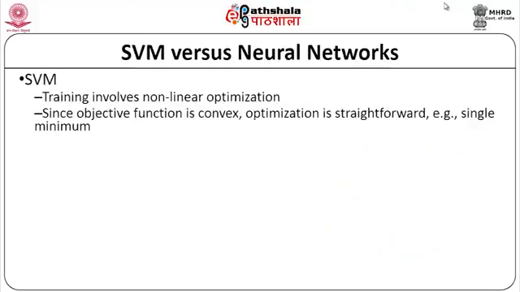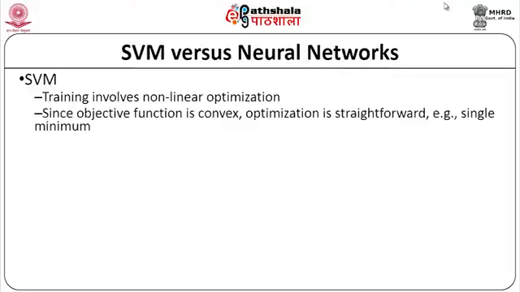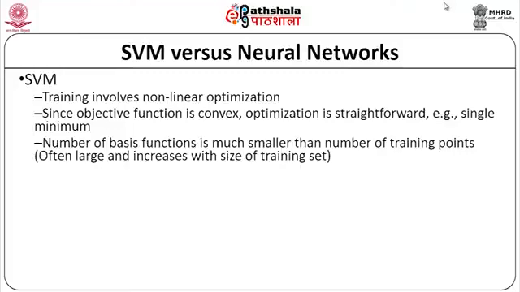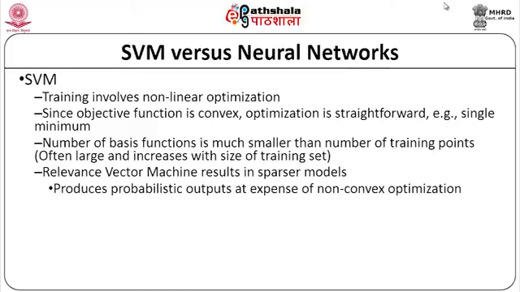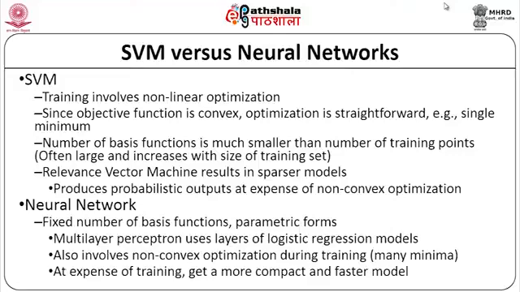So, let us look at SVM versus neural network. In SVM, training involves nonlinear optimization. Since the objective function is convex, optimization is straightforward, it has a single minimum. The number of basis functions is much smaller than the number of training points. Relevance vector machine results in sparser models, so it produces probabilistic outputs at the expense of non-convex optimization. Neural network, on the other hand, has a fixed number of basis functions and parametric forms. Multi-layer perceptron has layers of logistic regression models, and also involves non-convex optimization, unlike SVM. At the expense of training, when you get more training, you get a compact and faster model.